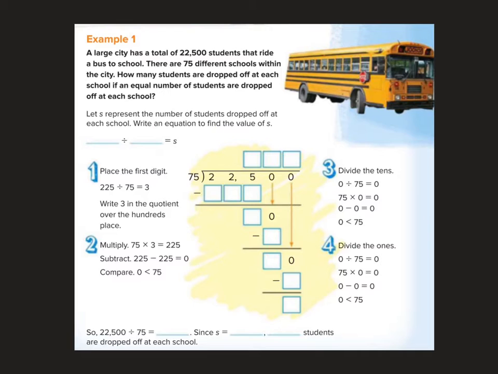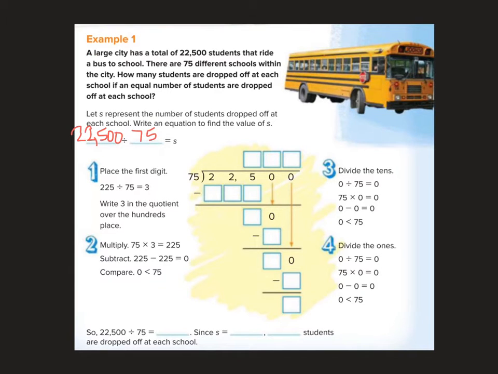All right, let's look at this first problem here. It says a large city has a total of 22,250 students that ride a bus to school. There are 75 different schools within the city. How many students are dropped off at each school if an equal number of students are dropped off at each school? So my goal here is to do 22,500 divided by 75.